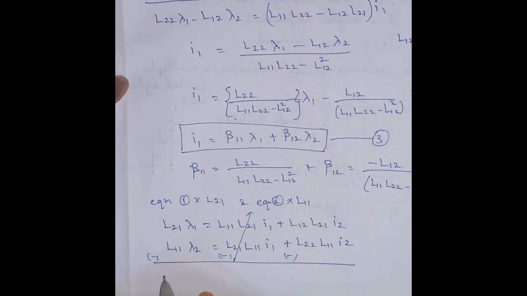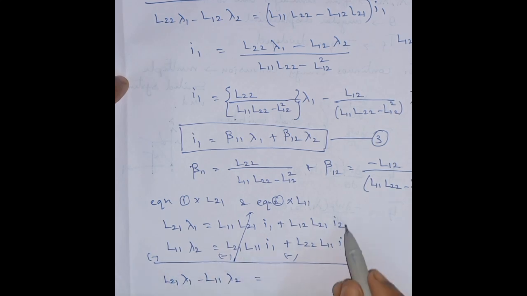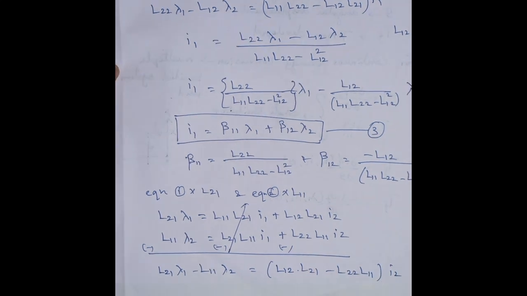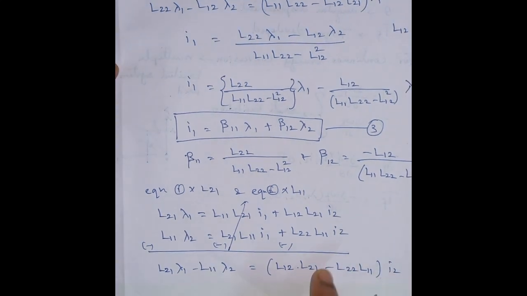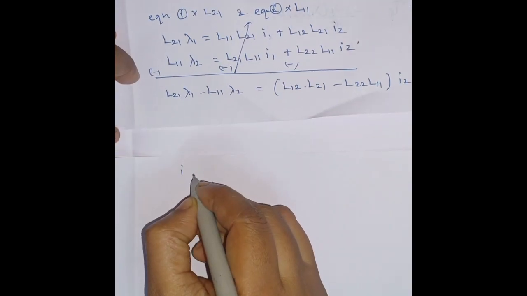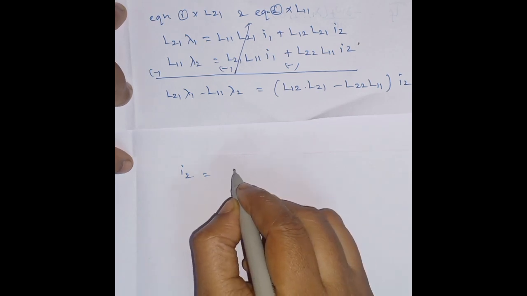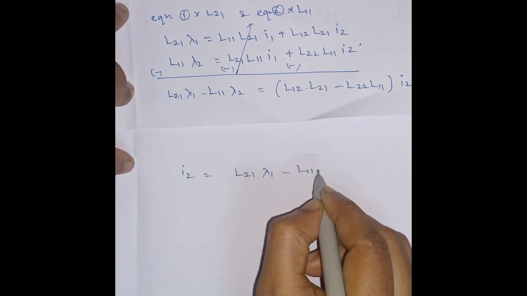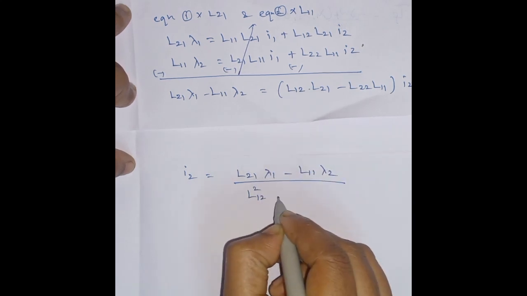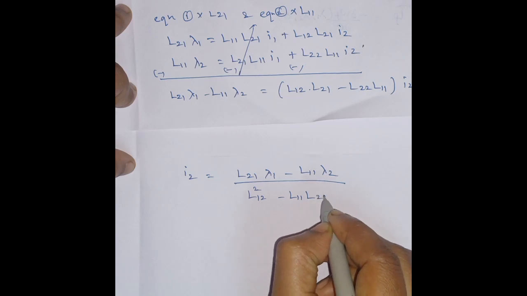What's pending? We have L21 lambda 1 minus L11 lambda 2 is equal to I2, which is common in both the cases, so we have L12 dot L21 minus L22 L11 of I2, correct? Now we have to find I2 by taking this component to the left hand side. Now see, I2 is equal to L21 lambda 1 minus L11 lambda 2 divided by, since L12 is equal to L21, L12 the whole square minus L11 and L22.